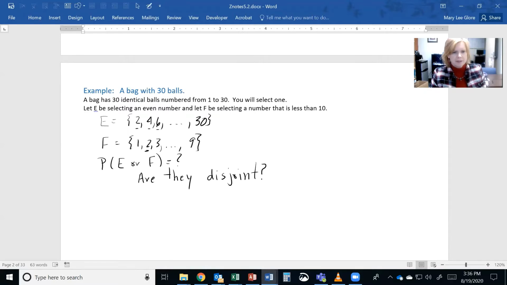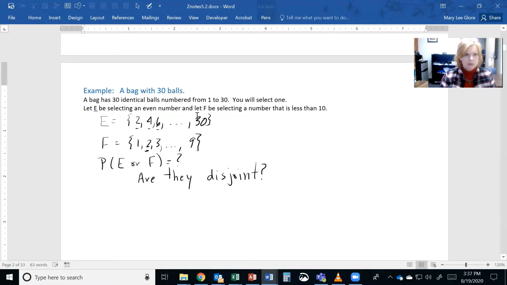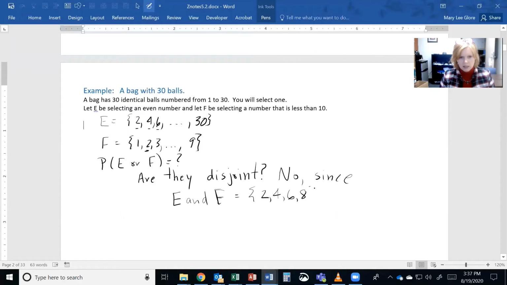So since they have items that are in common, then they are not disjoint, okay? And this would be since E and F, okay, so this would be 2, 4, 6, and 8. And since E and F is not empty, if E and F was empty, if there was nothing that was in both E and F, then we would say they were disjoint. Therefore, if we wanted to calculate the probability of E or F, we're going to have to use the general rule.